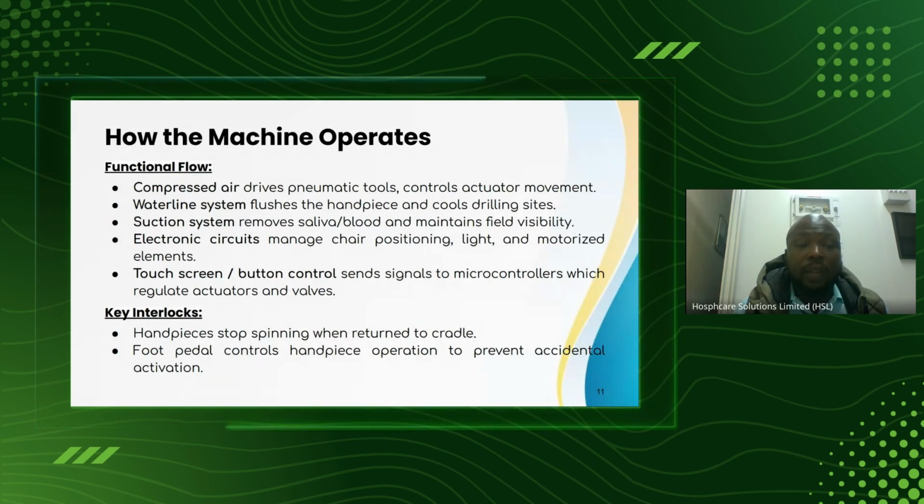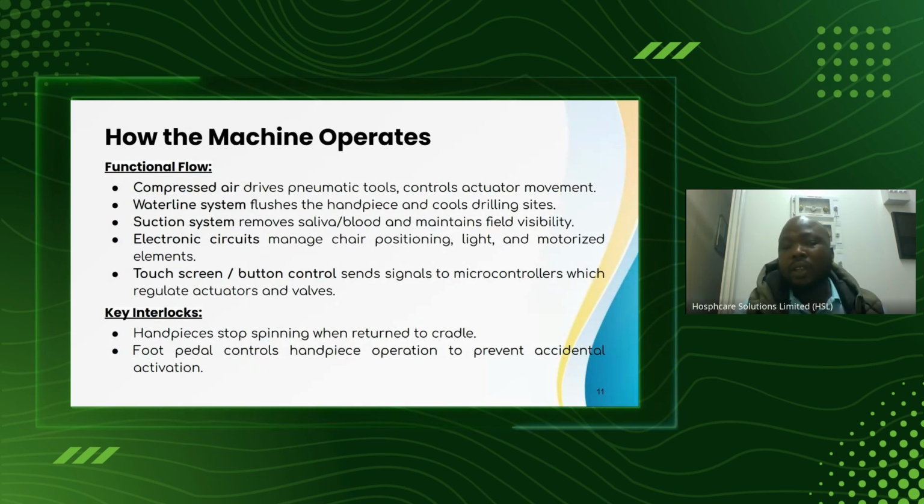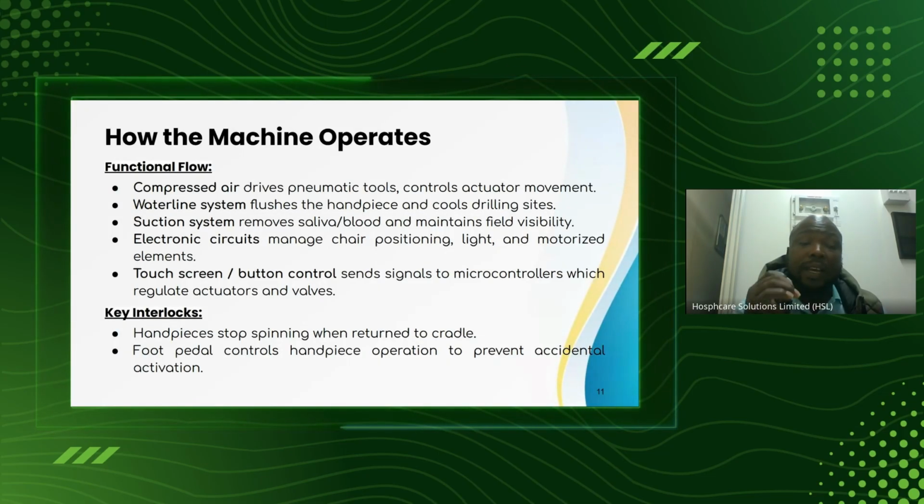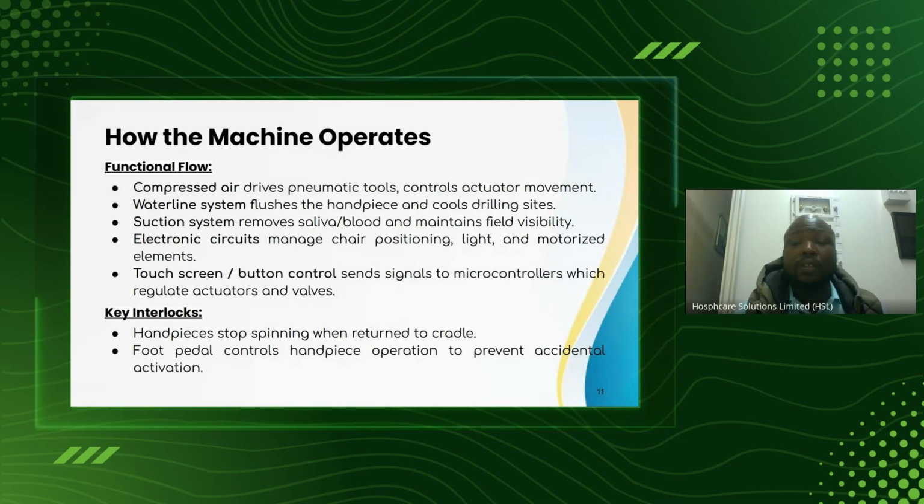Then we have the handpiece. We have interlocks. The handpiece stops spinning when you return it to the cradle. What happens is that we have an activation valve, which we call the lock valve, where the handpiece rests. So when you press the foot pedal without lifting the handpiece off the cradle, the turbine will never run, because the lock valve or air lock valve is still isolating the flow of pressure to the turbine. So you have to lift it up and then activate the foot pedal. That is the only moment that the turbine will be able to run.